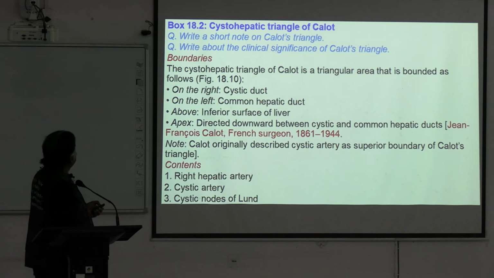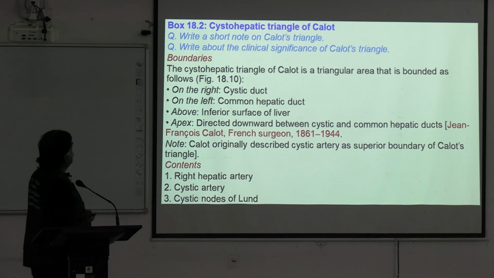Now, this is one question: the cystohepatic triangle of Calot. Write a short note on Calot's triangle. Write about the clinical significance of Calot's triangle. Now, boundaries, this is important. The cystohepatic triangle of Calot is a triangular area bounded as follows. On the right, the cystic duct. On the left, the common hepatic duct. Above, the inferior surface of the liver, with the apex directed downwards between the cystic and common hepatic ducts.